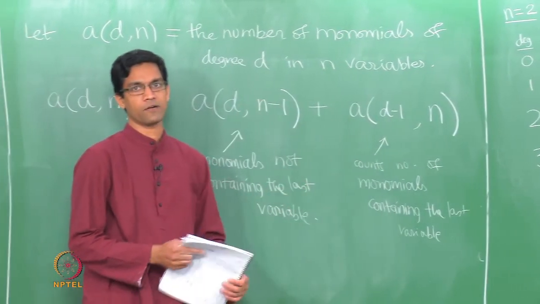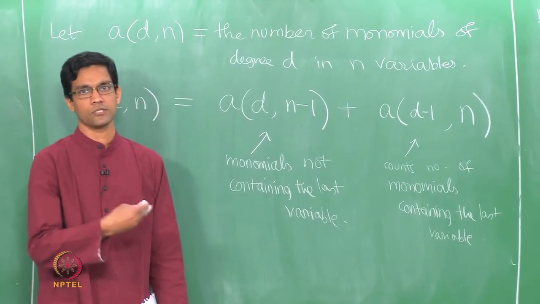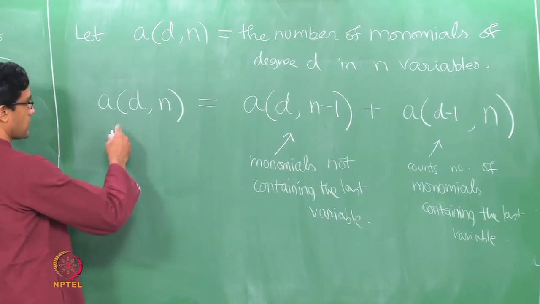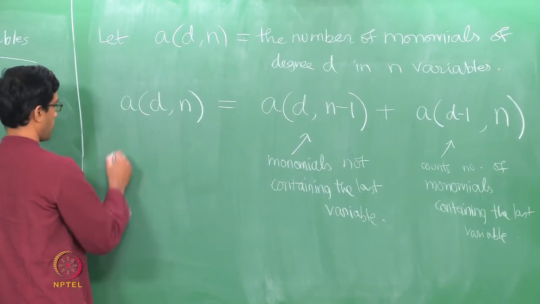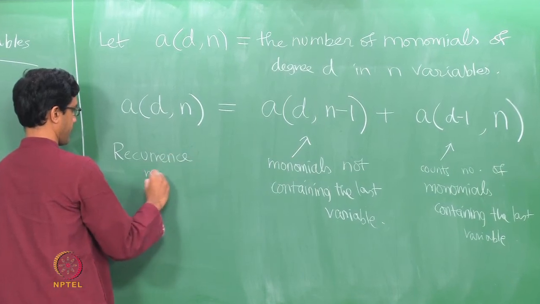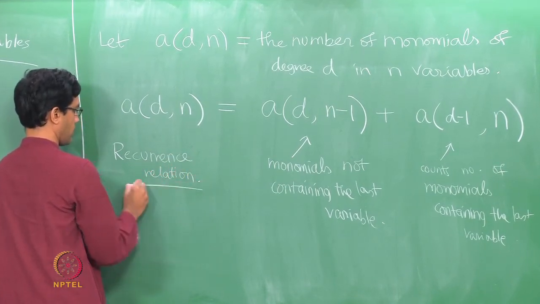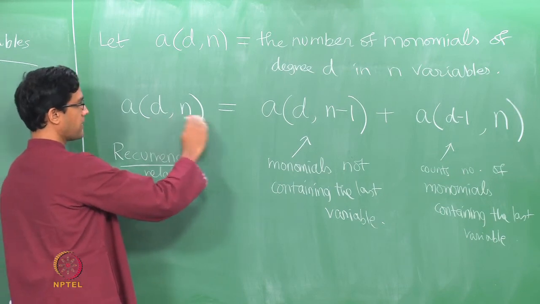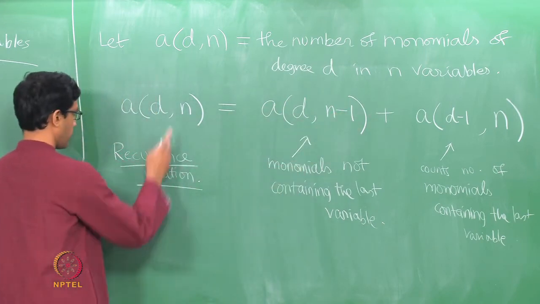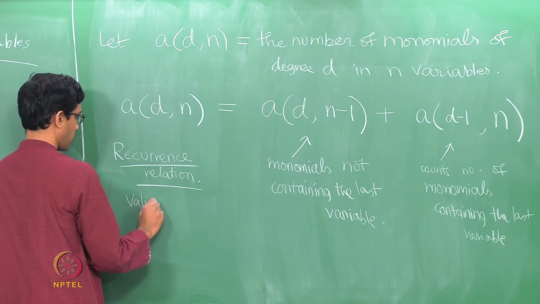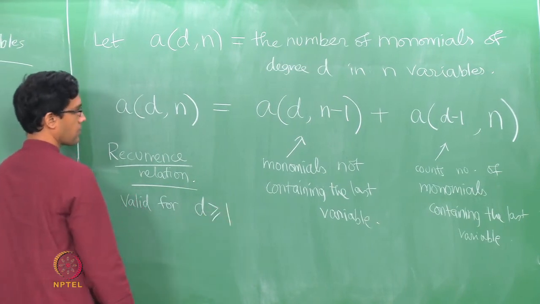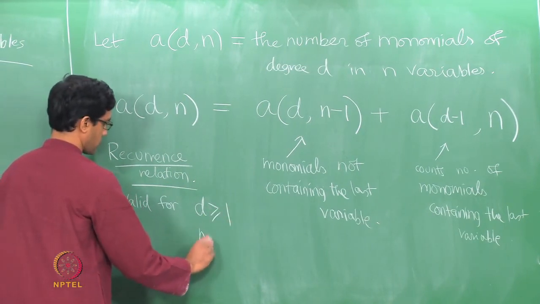So this is now exactly what we kept calling a recurrence relation when we talked about the Chebyshev and the Legendre polynomials. This is again a recurrence relation, but it is a recurrence with 2 variables, so it is somewhat more complicated. Meaning it determines the value of a of d comma n in terms of somewhat lower values, either n is smaller or d is smaller. Now firstly we should say this recurrence is valid for what values of d and n? d should be at least 1 and n should be at least 1.